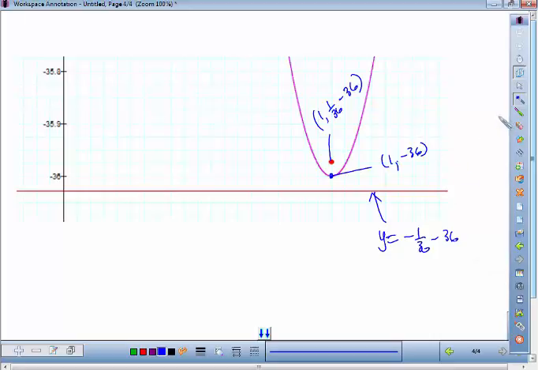Okay, we have to try to get through the other stuff. The next conic section graph to look at is the ellipse. So let's take a look at the ellipse.